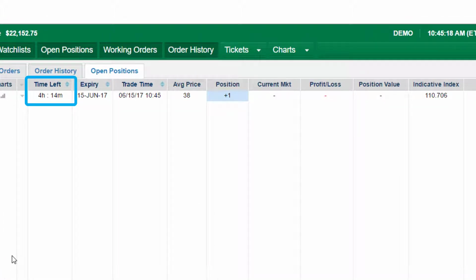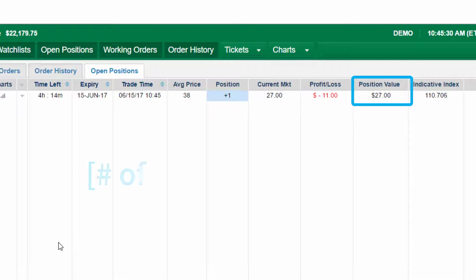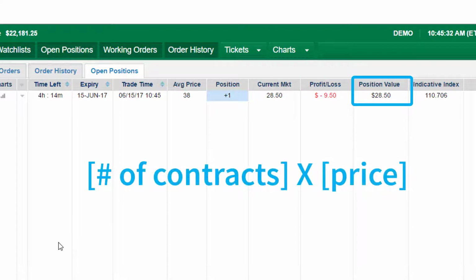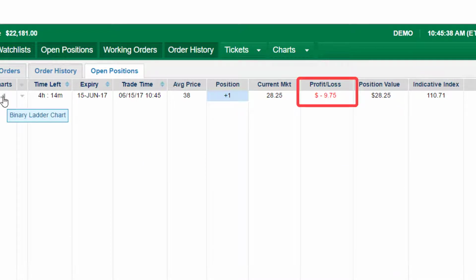You can see the time left until expiration, the time your order was filled, the price or average price if you traded multiple contracts, position size, plus for buy, minus for sell, current market price, profit or loss, the total value of your position, number of contracts times current market price, and the underlying market price again.